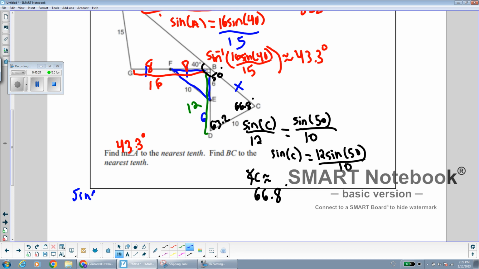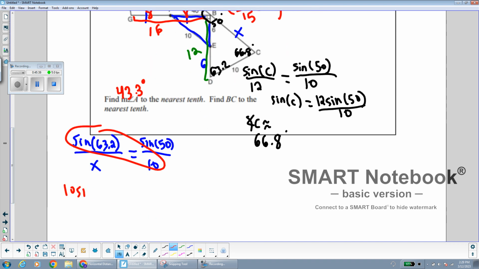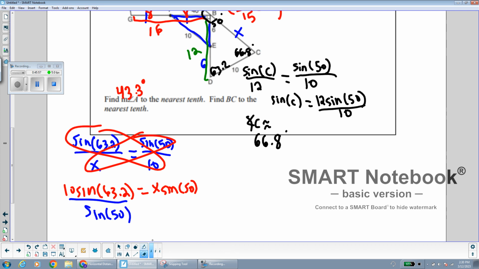So sine of 63.2 over X is equal to, and I'll just use sine of 50 and the 10 again. So here we have 10 sine of 63.2 is equal to X sine of 50. To get the X by itself, we just need to divide both sides by sine of 50.